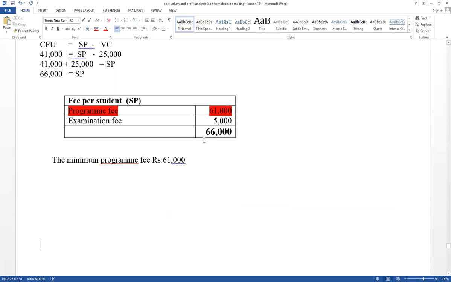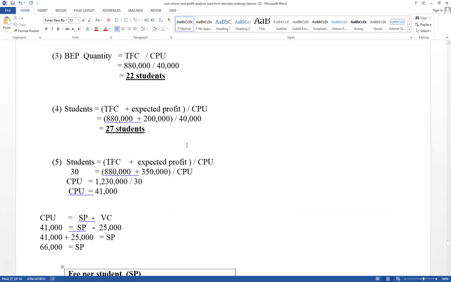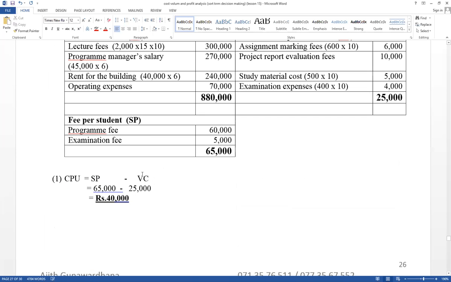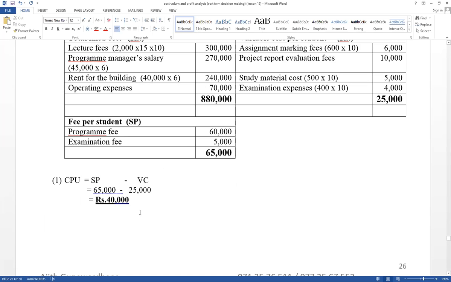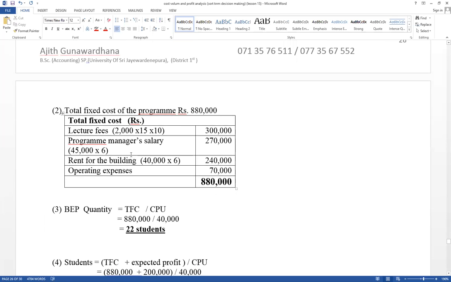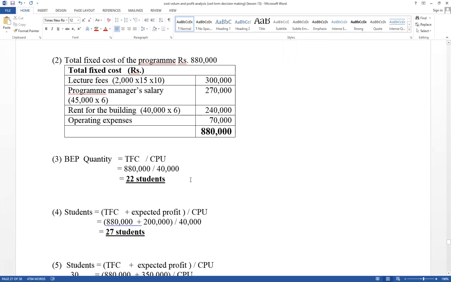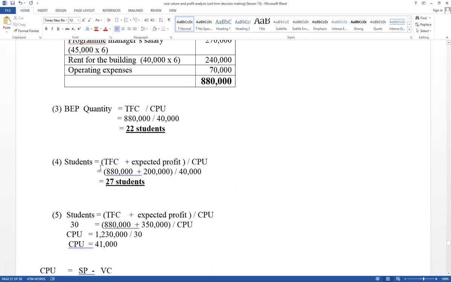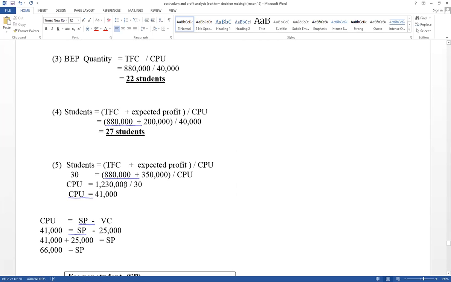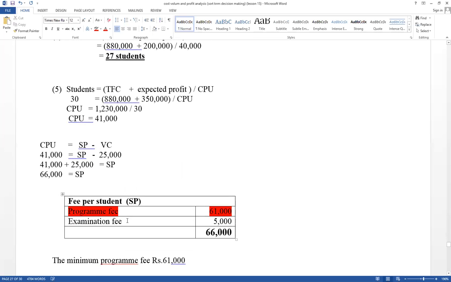Think about the 2018 paper. There are 5 requirements. Normal requirements. The requirement is not changed. There's contribution per unit. You know the equation. And total fixed cost there's. Break even point quantity there's. To generate expected profit, how many students would participate? Then last one, think about 30 students participating. Expected profit equals 350,000. In this situation, there's a minimum program fee. First one, try to calculate the new contribution per unit. Then try to calculate the selling price. Selling price included program fee as well as examination fees.